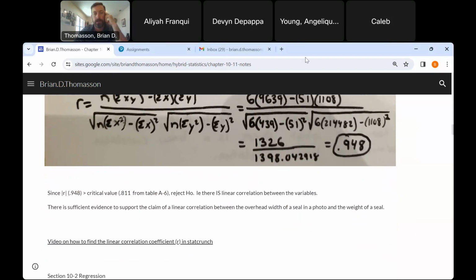So that's what I stated here. We have our R value of 0.948, and that's above our critical value, meaning more extreme, either closer to positive or negative 1. So we reject H0 and assume that there's linear correlation. Okay, so as long as our R value is above our critical value in absolute value, then we're going to show that there's linear correlation. All right, now let me show you how to do this on StatCrunch and see how StatCrunch can help us here.